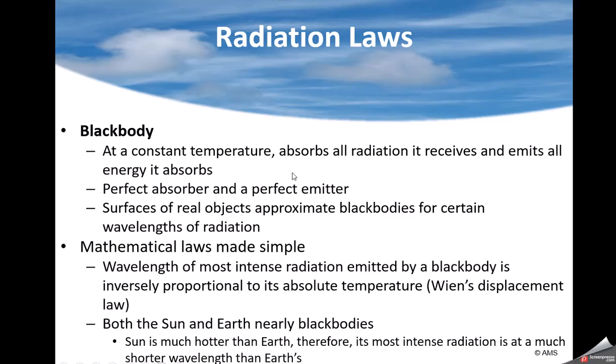In other words, one part of this is Wien's displacement law. The wavelength of the most intense radiation emitted by a black body is inversely proportional to its absolute temperature. So the sun, with a very extreme absolute temperature, is going to have a very, very tiny wavelength. The Earth's temperature, on the other hand, is much cooler than the sun. So that's going to give you a different wavelength.